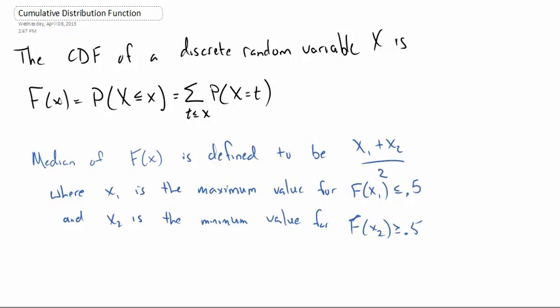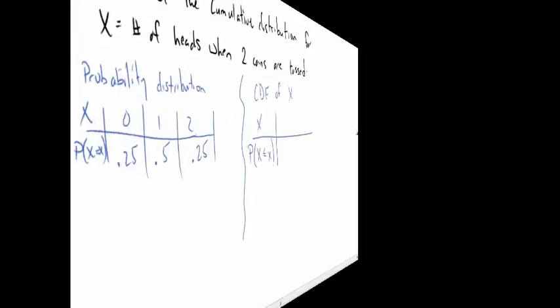We get that by adding up all the probabilities for the values that are less than that value of x named. So the median of f of x is defined to be x1 plus x2 divided by 2. And x1 and x2 are read off of our cumulative density function, off of our table. x1 is the maximum value for which the probability is less than 0.5. And x2 is the smallest value for which the probability is bigger than 0.5. And that will make a lot more sense when we do this example.